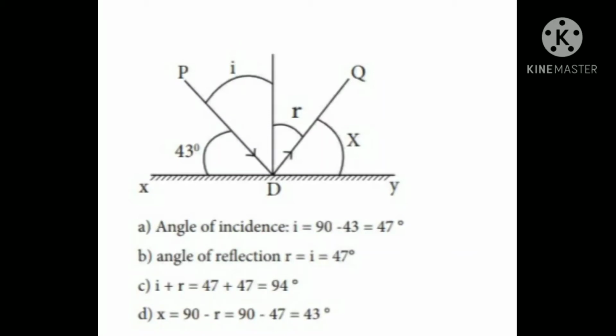The third question is to find the angle between the incident ray and the reflected ray. Here we can add both the angle of incidence and the angle of reflection. So the value is 47 plus 47, that is 94 degrees. And the fourth question is to find the angle between the reflected ray and the plane surface. We know that x is equal to 90 minus r. How? 90 is the right angle and r is the angle of reflection, right? So 90 minus 47 will be 43 degrees.